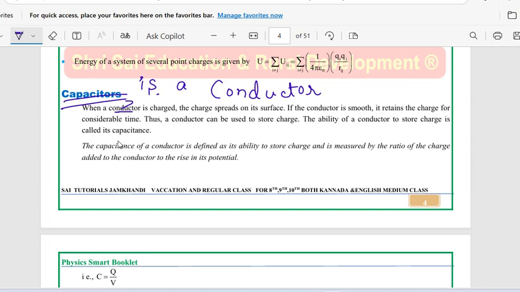But what is a capacitor? It is a conductor or a group of conductors separated by an insulator. Suppose this is a conductor separated by an insulator. This is the separation there. What do you mean by insulator? It does not allow electricity to pass through it. Those are called insulators. So this is a basic concept.